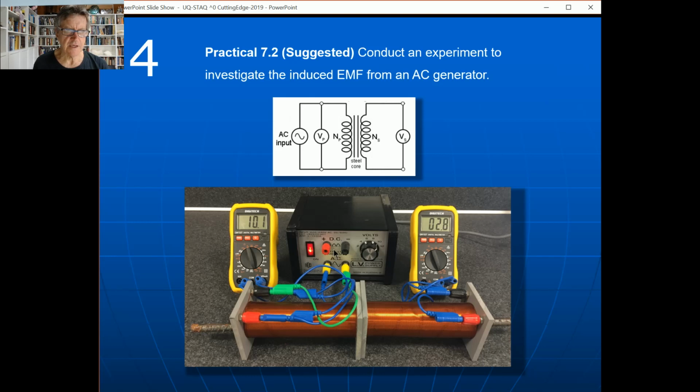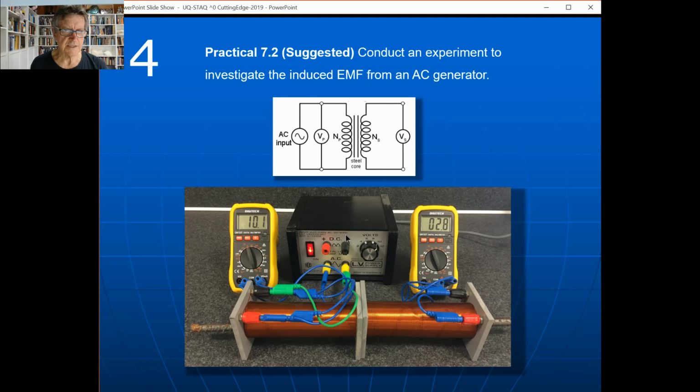It's just the power supply, the AC, and I've got it going through an air-core solenoid with a steel rod in the middle, and here's another air-core solenoid hooked up to a voltmeter. So a variable voltage goes through this primary coil, and that's reading 10 volts, and the output, the secondary coil, is only producing 2.8.